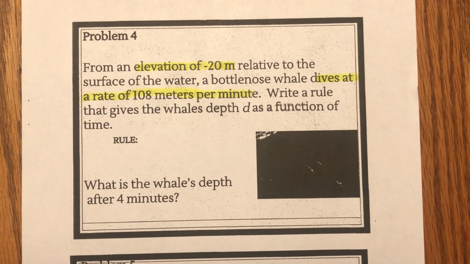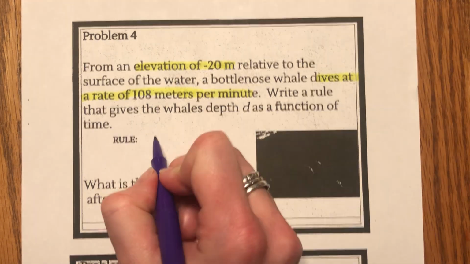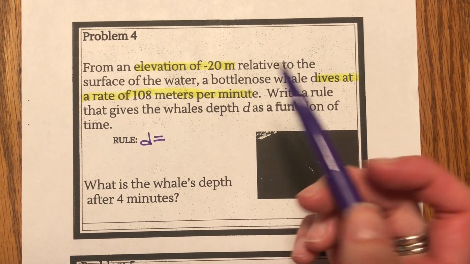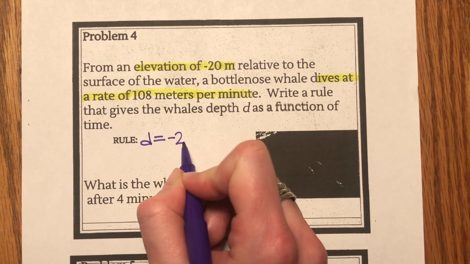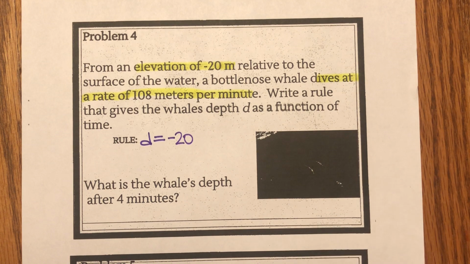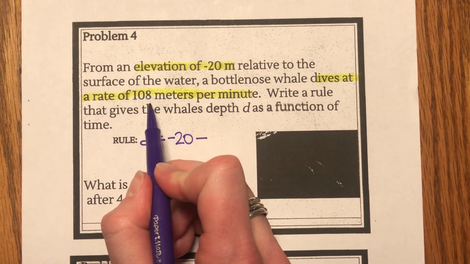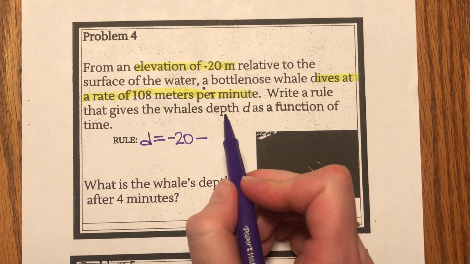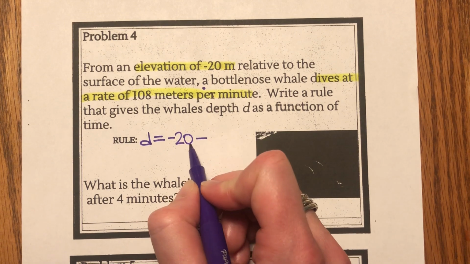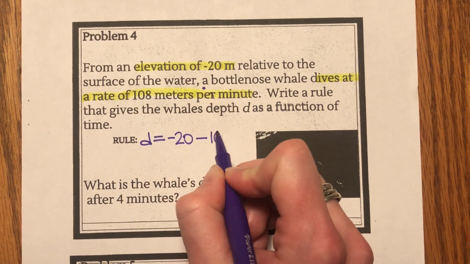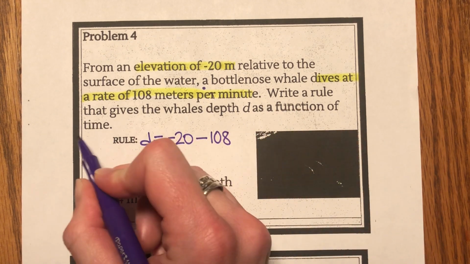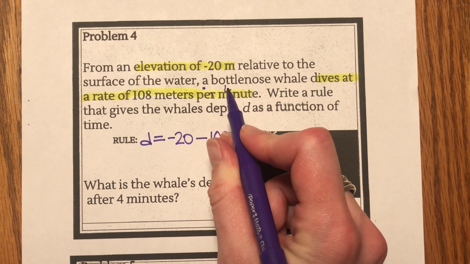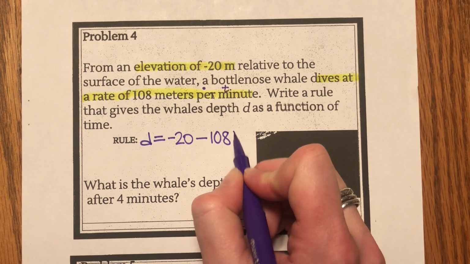So we're going to write a function rule about that. So the whale's depth, so D equals, and where is the whale starting? Well, it's starting at negative 20 meters, and then it's diving down at a rate of 108 meters per minute. Per means multiplying. Every minute we're multiplying by the amount of time that goes by. So negative 20 minus that 108, and then as a function of time, we're going to use T for my variable here, and that's per minute. We don't know how many minutes, so we're going to use T there. So 108T.